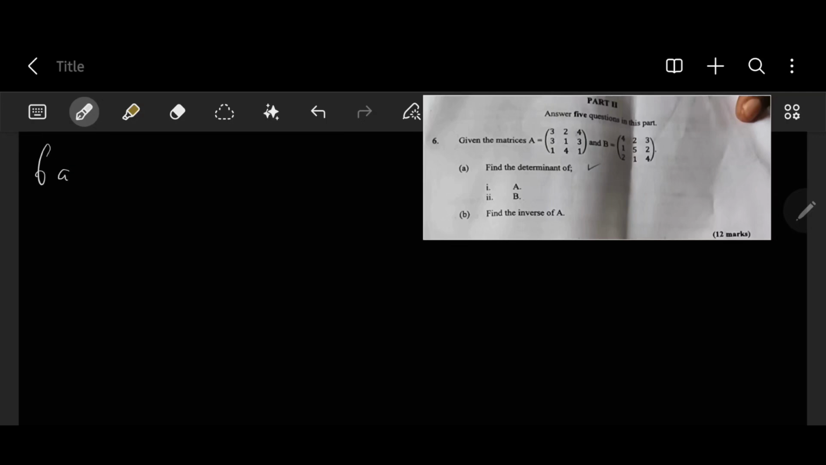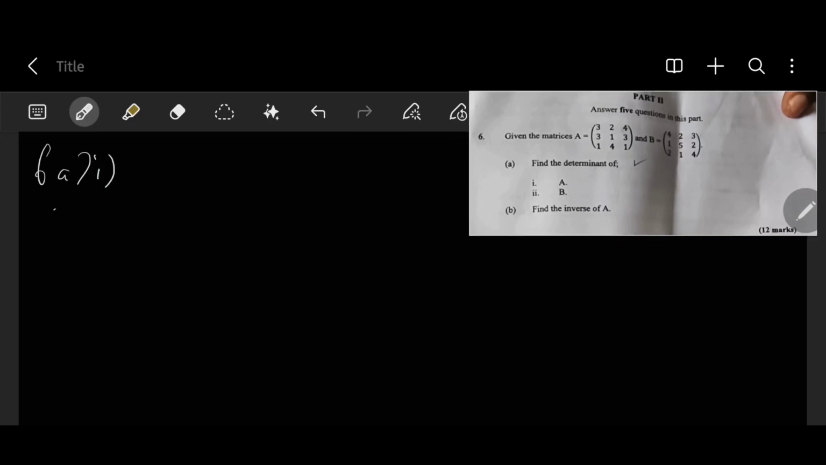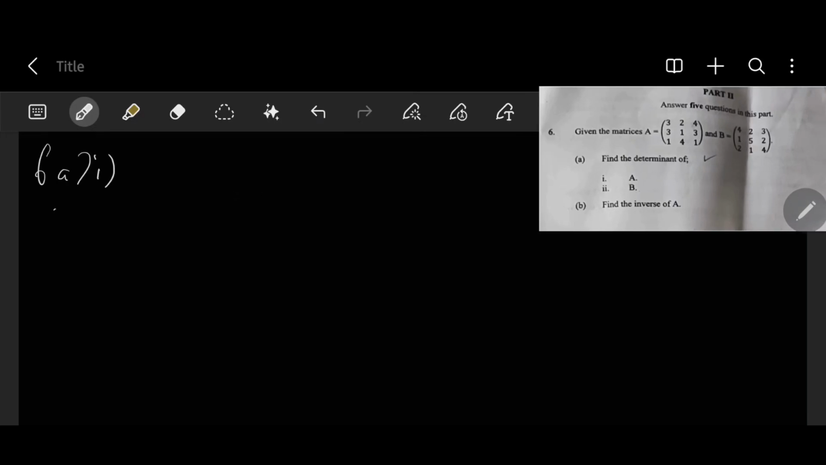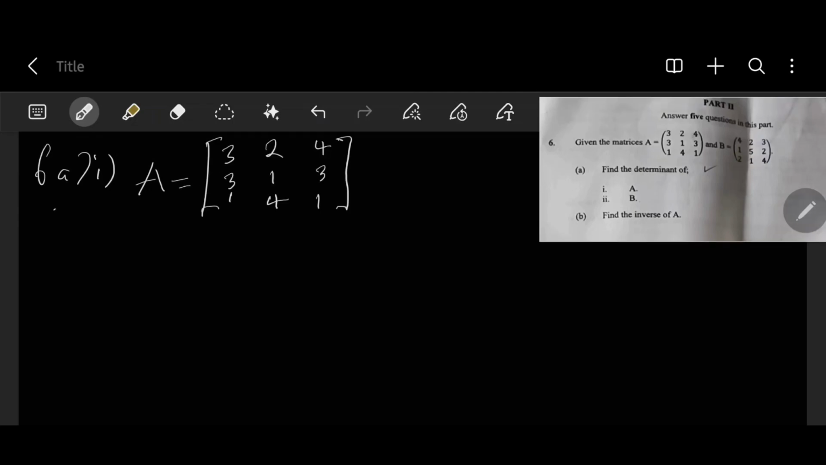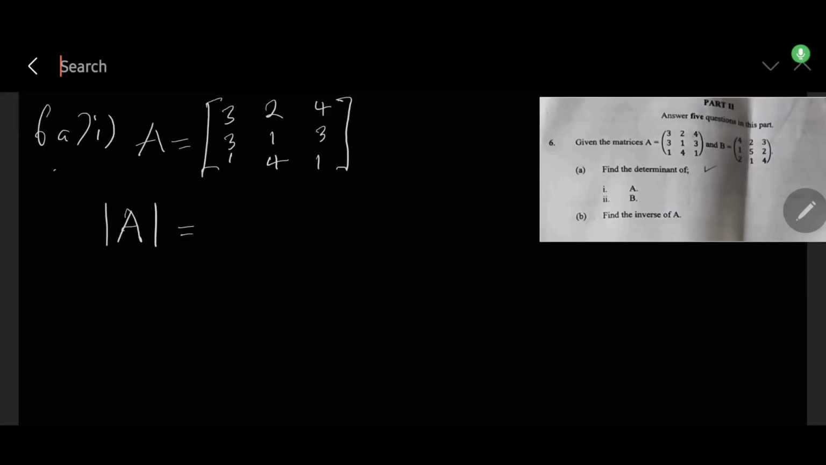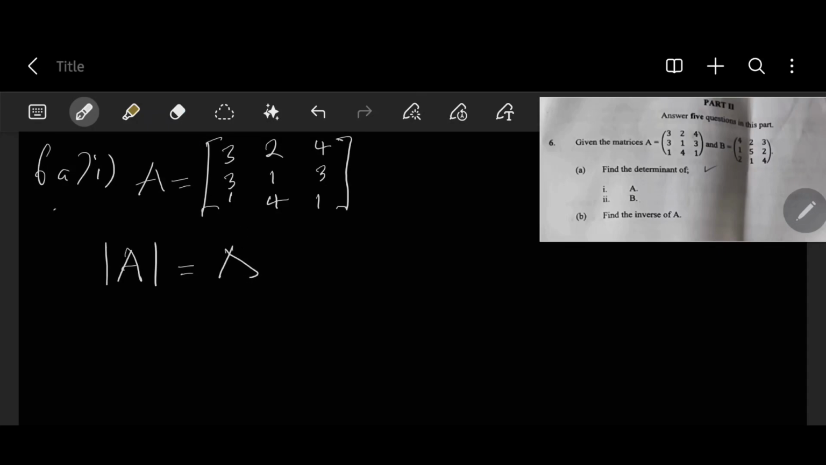So I'm going to start with 6a(i). We have to find the determinant of A. I'll just have to shift this a bit. So A is equal to this. We are asked to find the determinant. This is how we represent the determinant of A. So this means the determinant of A. Either I do that or I write delta. So this is how you get the determinant of a matrix.